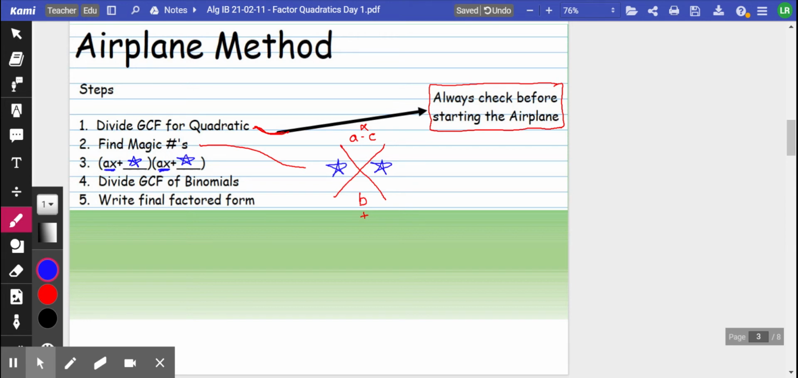Okay. Step 4, you're going to put your wheels down. And that's where we divide our greatest common factor. We're going to look at each individual binomial. Is there something I can divide out? Is there something I can divide out? Okay. If you do this correctly, your 2 wheels should multiply together to be your A value. You'll see that when I do these. Once that is finished, we're going to write our final factored form.